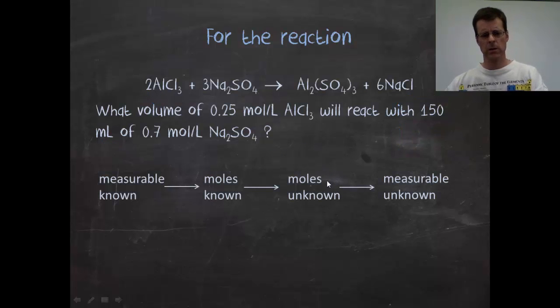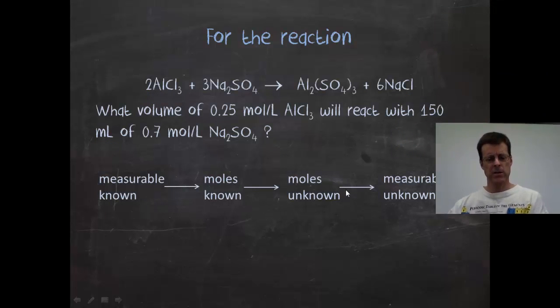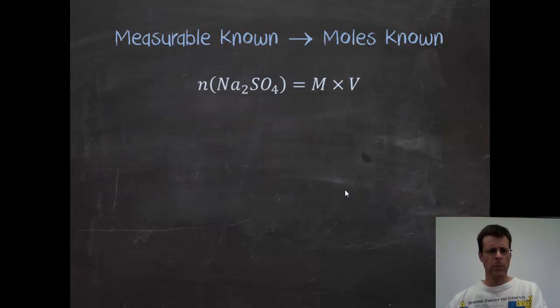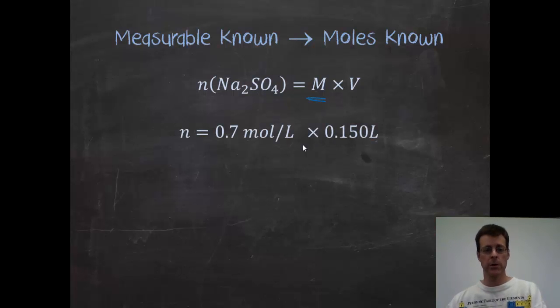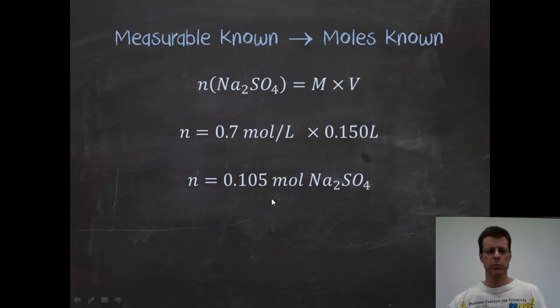So what is that going to look like? That's the same basic plan. How do I get from measurable to moles? Well, my number of moles is the molarity, or molar concentration, times volume. That would be 0.7 moles per liter times 150 milliliters, but that has to be in liters because moles per liter means multiplying by liters. And I end up with roughly 0.105 moles of sodium sulfate.